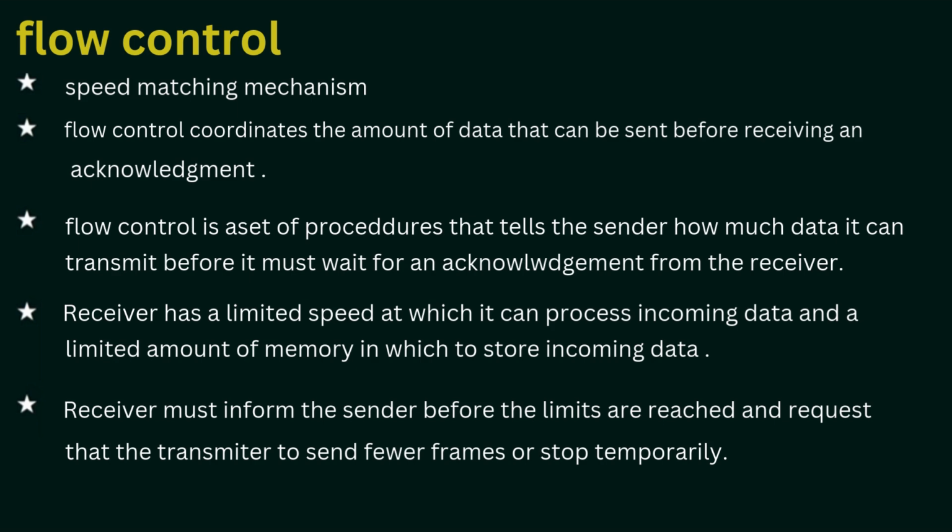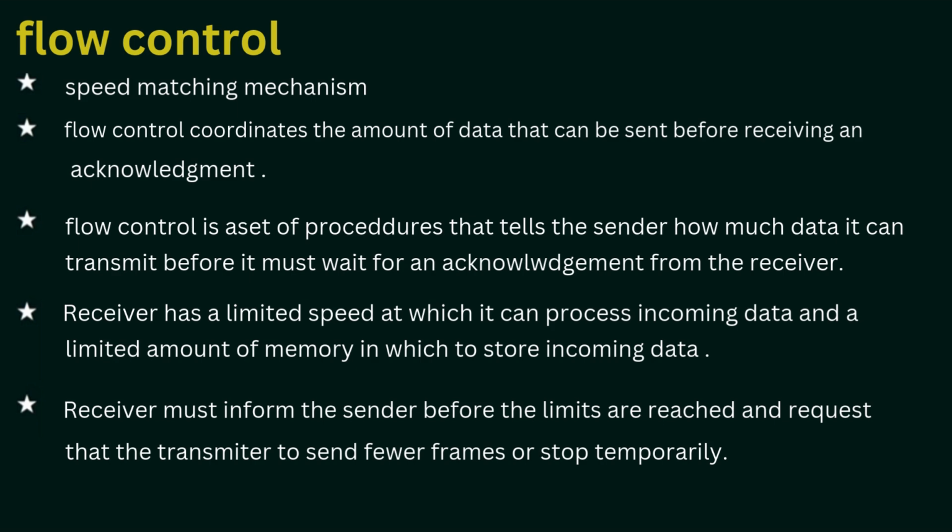And the last, fifth point, is that the receiver must inform the sender before the limits are reached and request the transmitter to send fewer frames or stop temporarily. The meaning is that the sending and receiving processes encounter no loss. This is the basic idea behind flow control.